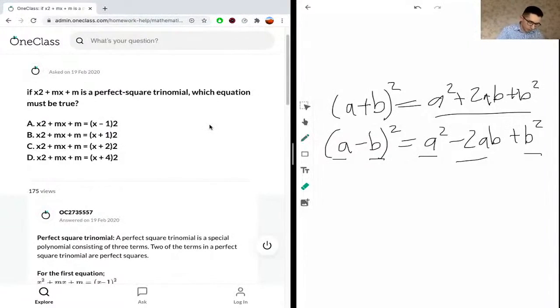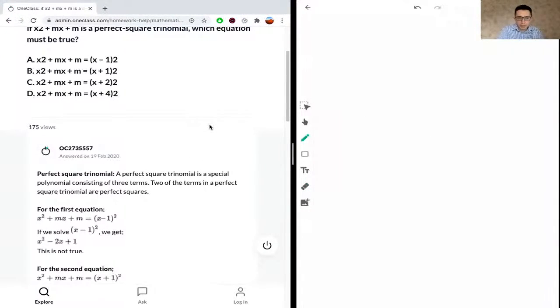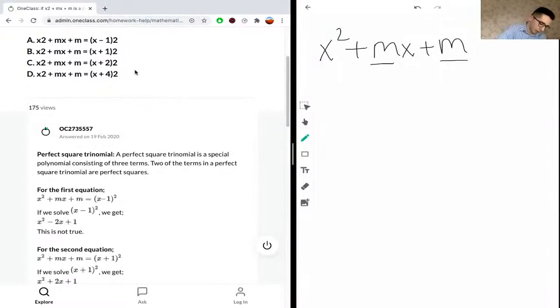Okay, so we've gotten some background on the concept here. We're given 4 options, and we need to see which one gives us x squared plus mx plus m, so this term and this term are equivalent. That's what we're looking for when we expand each option: x minus 1 squared, x plus 1 squared, x plus 2 squared, and x plus 4 squared. Let's go through one by one.